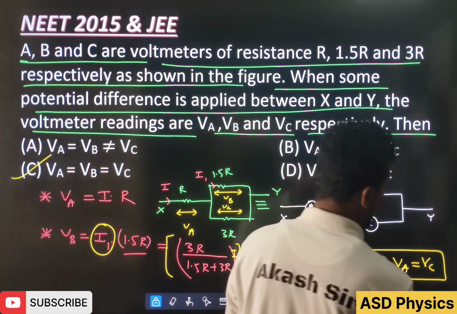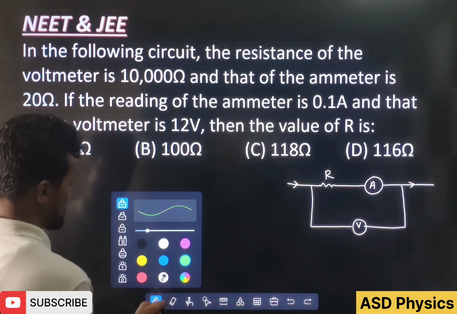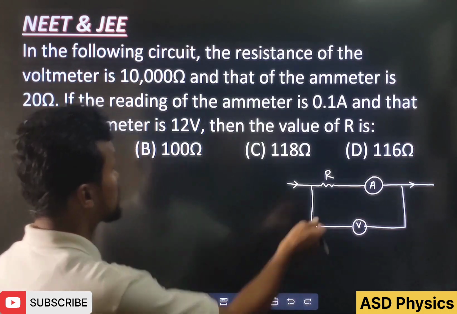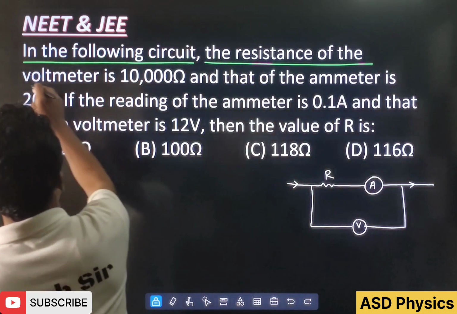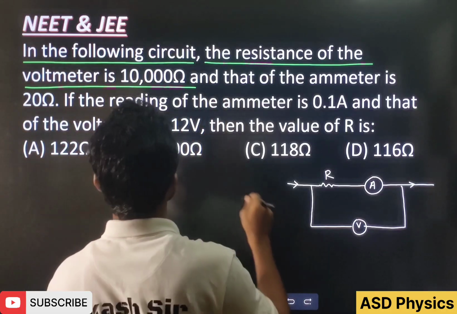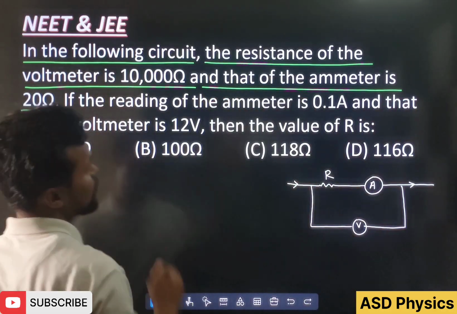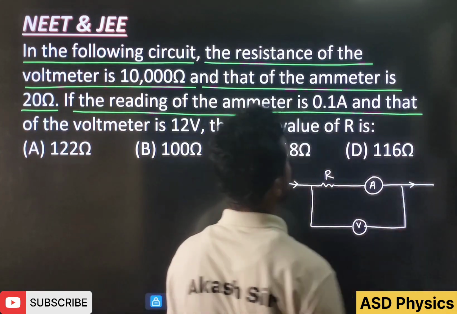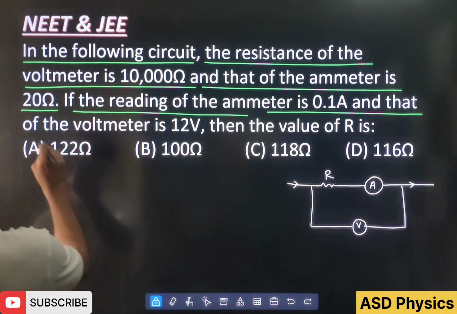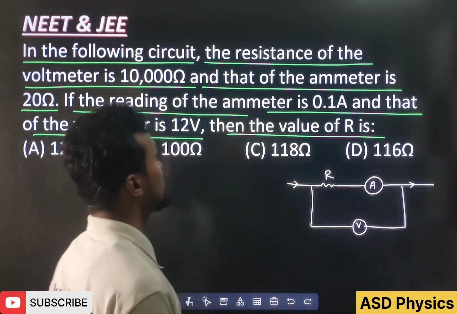Error will be very small, because we know a voltmeter should have very high resistance. Now students, let's see the next question. In the following circuit, the resistance of the voltmeter is 10,000 ohm and that of the ammeter is 20 ohm. If the reading of the ammeter is 0.1 ampere and that of the voltmeter is 12 volt, then what is the value of R?